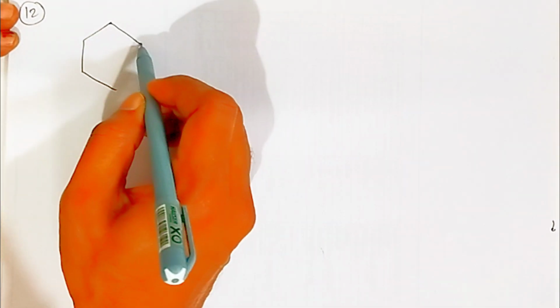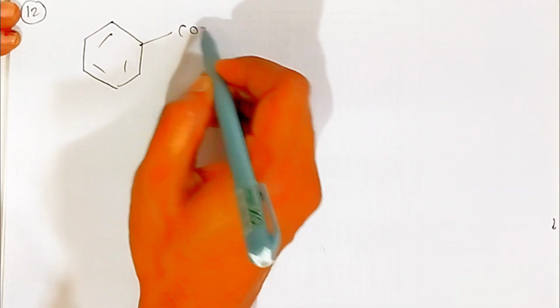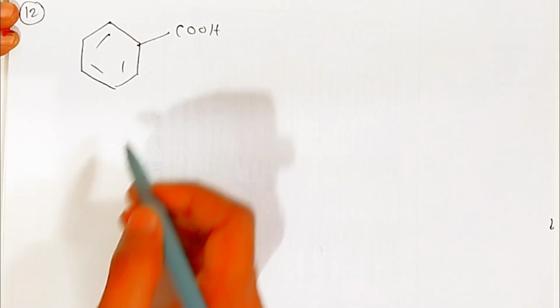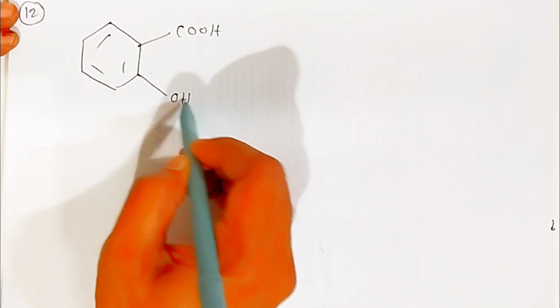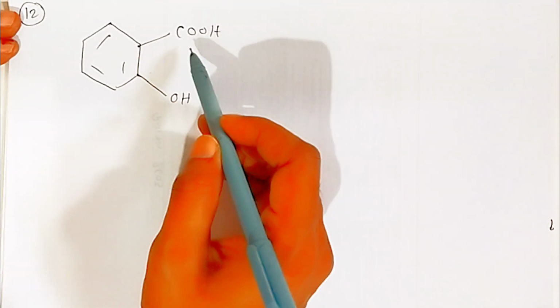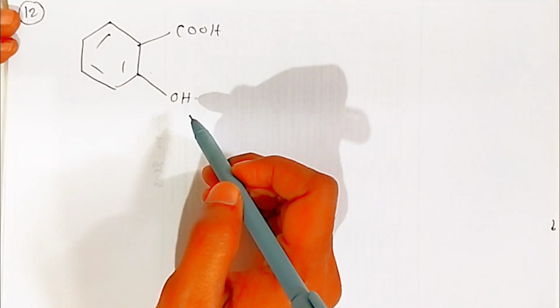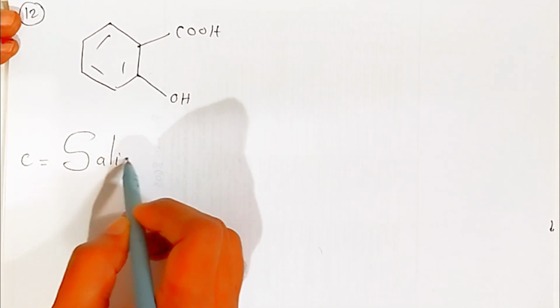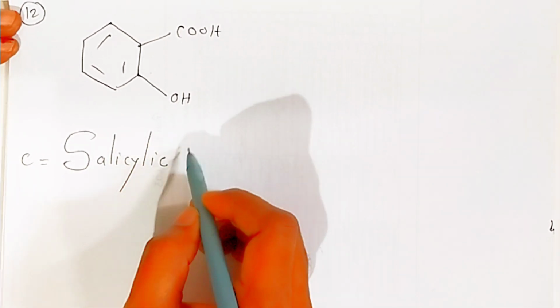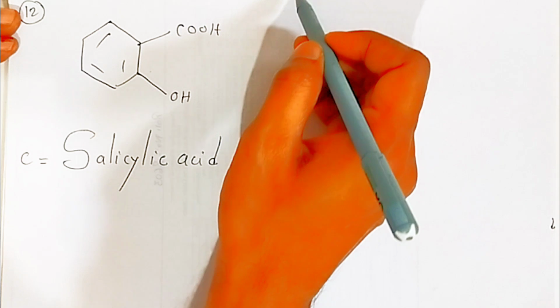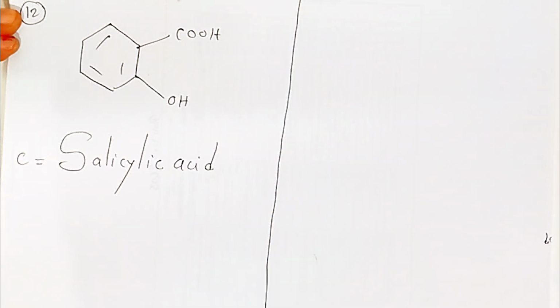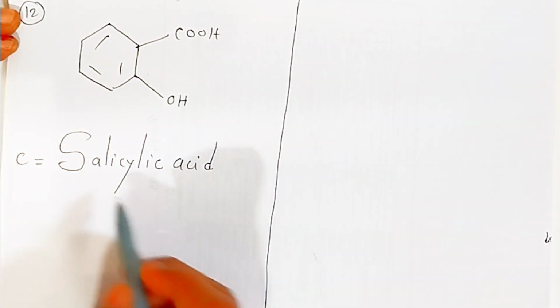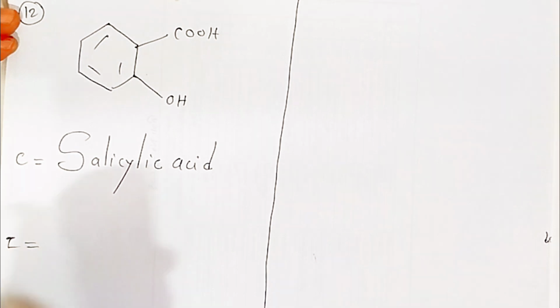Here is the aromatic acid, benzoic acid. Instead of methyl, if a hydroxyl group is present along with the carboxylic acid, what will be the common name, students? In the common name we call it salicylic acid. A very important molecule, students. Benzoic acid containing a hydroxyl group we call salicylic acid. Now what will be the IUPAC name, students?